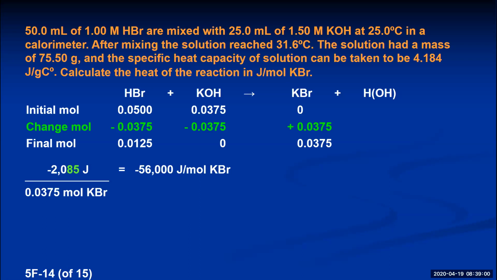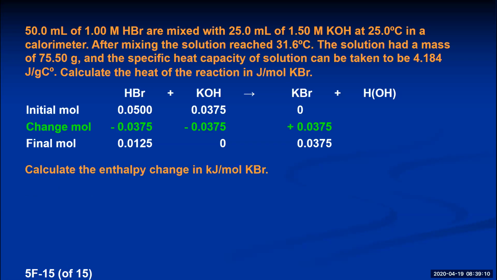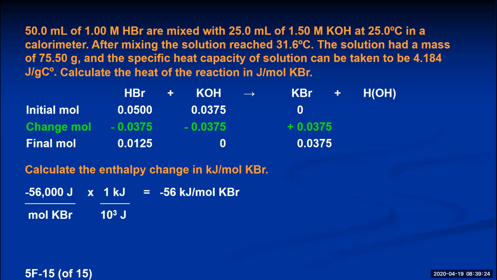Now these numbers tend to be on the large side, so usually instead of providing them as joules per mole of KBr, it's a little bit more convenient to make them kilojoules per mole of KBr. So let's make that one final change. Let's convert this into kilojoules per mole. If I take my negative 56,000 joules per mole of KBr and do a metric conversion, 1 kilojoule equals 1,000 joules. We wind up getting a heat of reaction of negative 56 kilojoules per mole of KBr, or an enthalpy change, delta H, for the reaction of negative 56 kilojoules per mole of KBr.